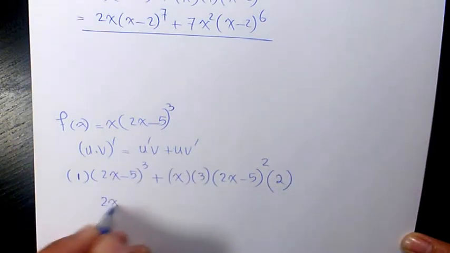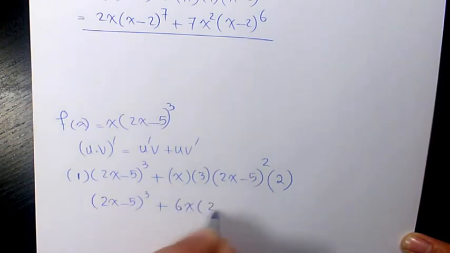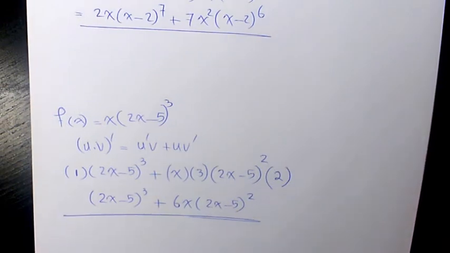So it's going to be (2x minus 5) to the power of 3 plus 6x times (2x minus 5) to the power of 2. So that's going to be the final answer.